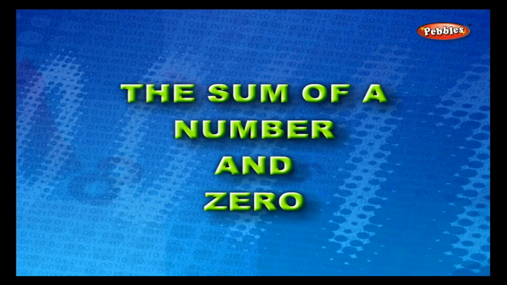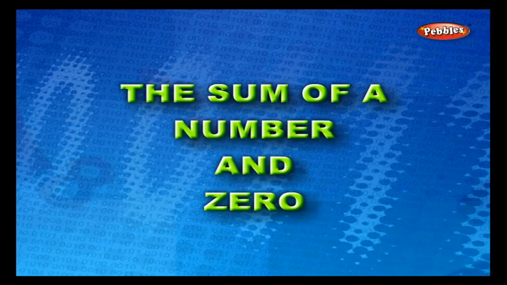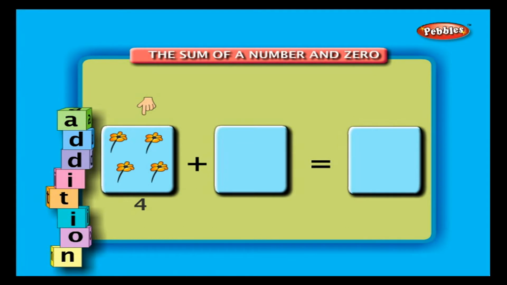The sum of a number and 0. There are 4 flowers in the first box and there are no flowers, or 0 flowers, in the second box. So when we add 4 plus 0, we get 4 only. So 0 added to any number will give the number itself.